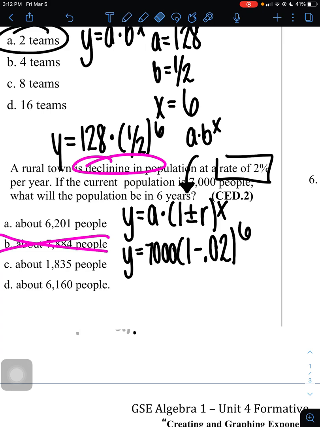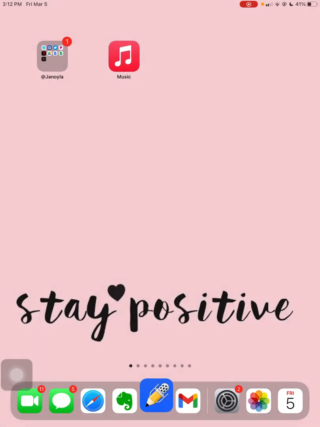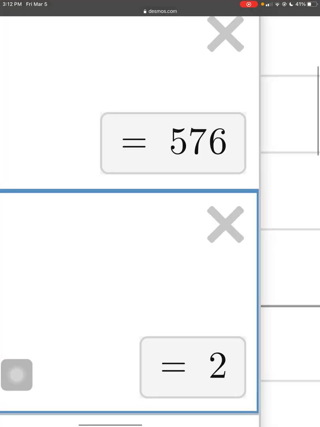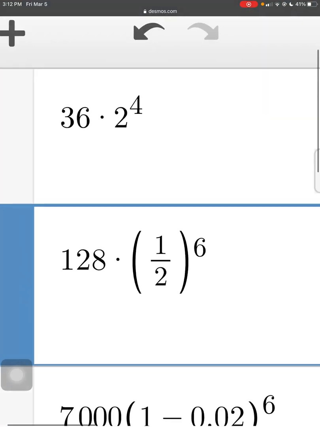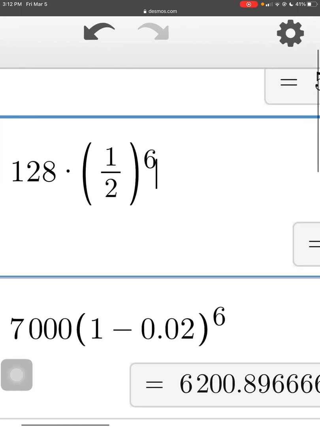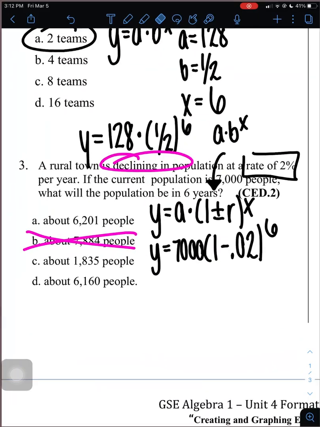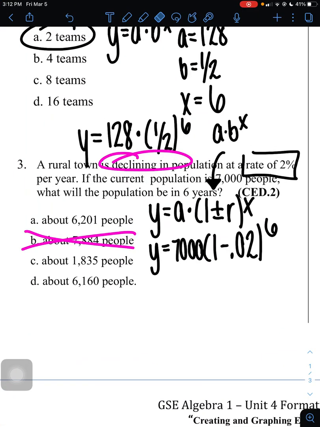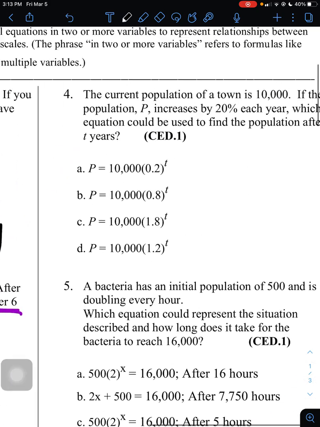Now once I put this into decimals, and I've already done so to save us time, I get 6,200.89. Now, since we're dealing with people, we really can't have 0.89 people. We just have 1 person, 0 people, 2 people, 3 people. We're whole persons. We're whole numbers there when we're counting people. So I'm going to go ahead and round up to the nearest whole number, and that'll leave me with answer choice A. There'll be about 6,201 people in that town.